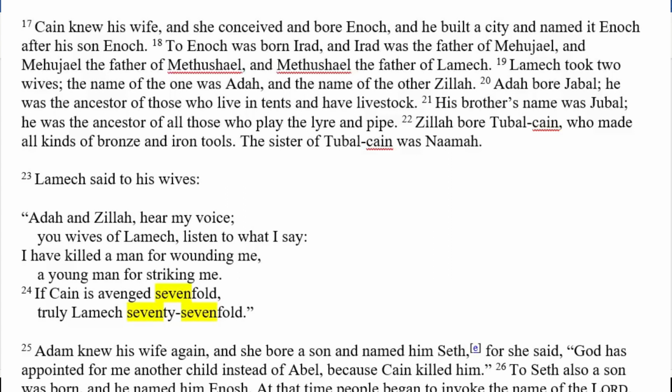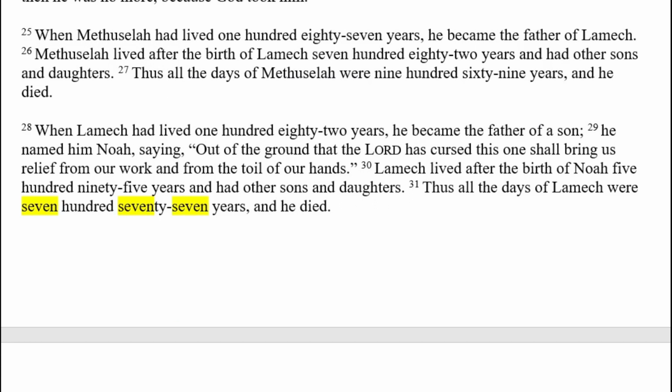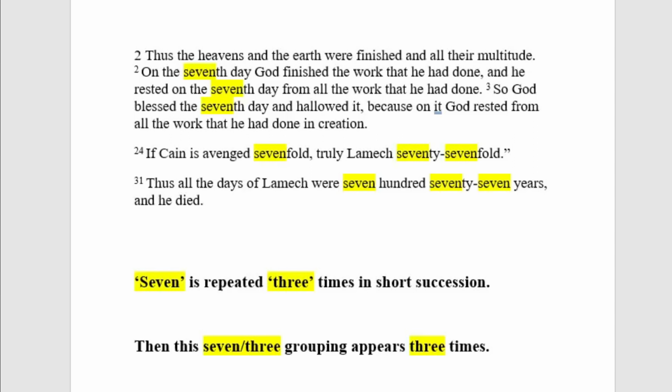If Cain is avenged 7-fold, truly Lamech 77-fold. Thus all the days of Lamech were 777 years. Okay, we're not looking for what is different there. We're looking for what is the same. And what we see that is the same there is very clear. 7 is said 3 times in some form. 7 is said 3 times in succession in each one of those areas. So 7 is said 3 times, making 7 3 again. And how many times does it happen? 3 times.